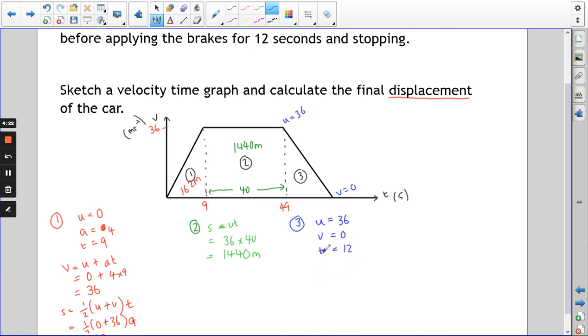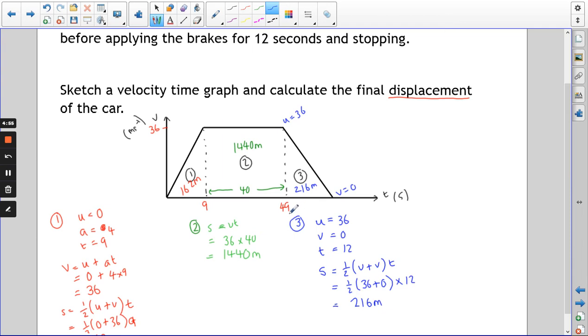Now, I could find the acceleration, but I don't need to. I've actually got enough information to go straight to the displacement. I can use s equals a half u plus v t. I don't need a for this. Okay, so that's a half of 36 plus 0, which again is 18, times 12, which is 216 meters. Which makes sense because it decelerated slower than it accelerated.